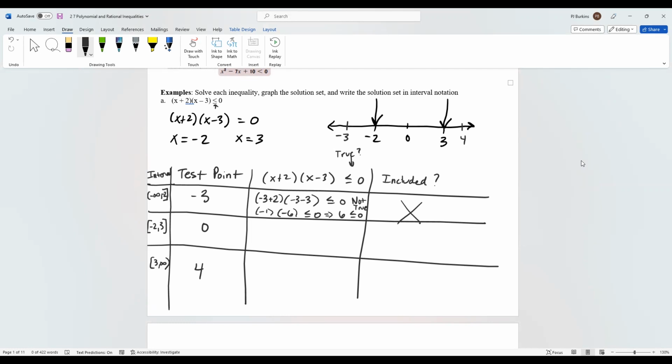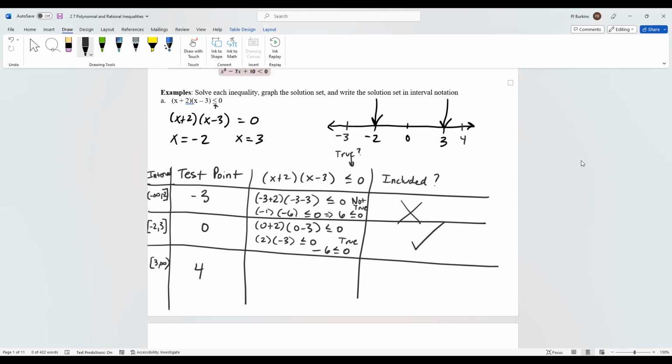All right, try our test value 0. So we plug that in. 0 plus 2 times 0 minus 3 less than or equal to 0. 0 plus 2 is 2. 0 minus 3 is -3. That is -6 less than or equal to 0. That is true. So we do include this section.